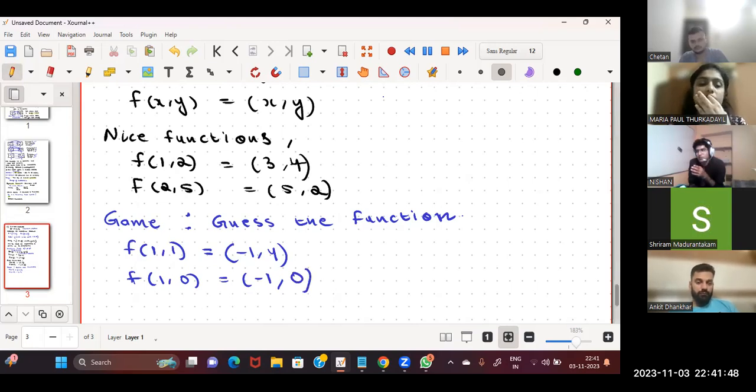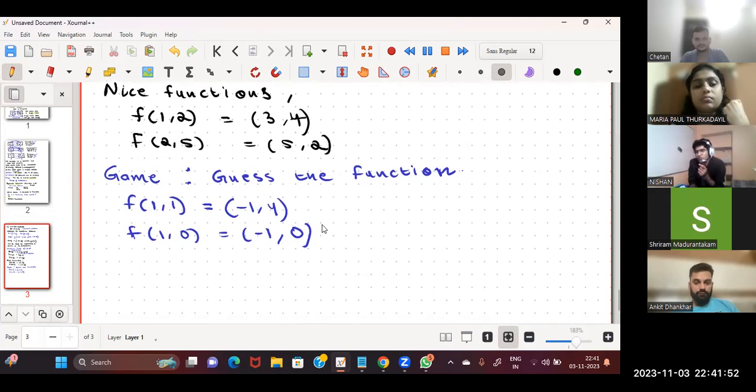Okay, so 1 1 was given by Jagdish. So you now have to guess the function, Jagdish. What is the function? How does 1 1 become -1 comma 4? Previously 1 2 was becoming 3 4 and 2 5 was becoming 5 2. We knew the relation, it was well mentioned. Now the relation part is gone. Tell me.